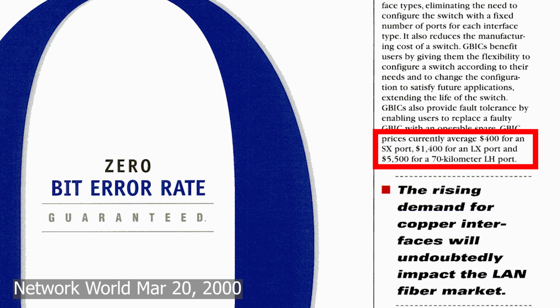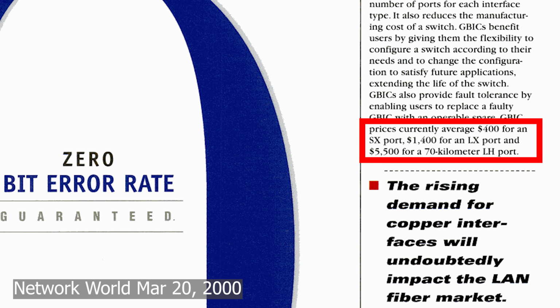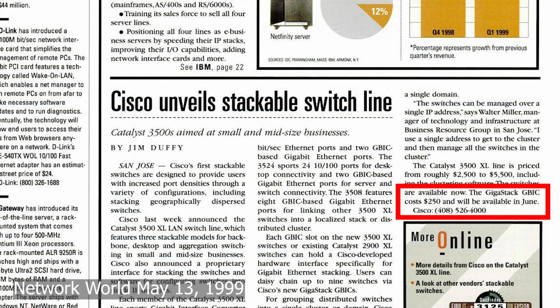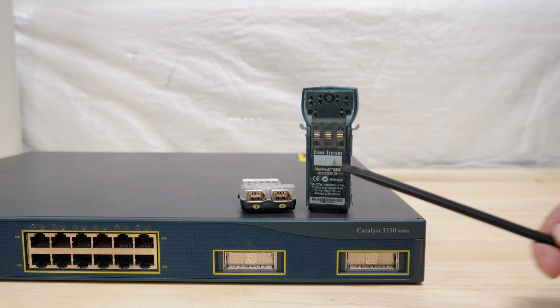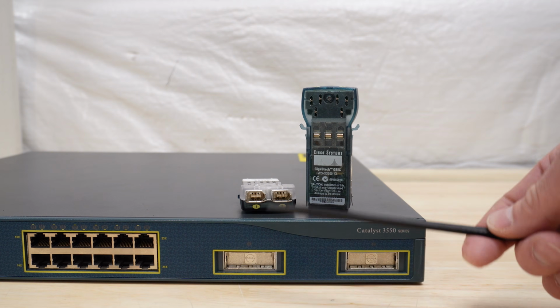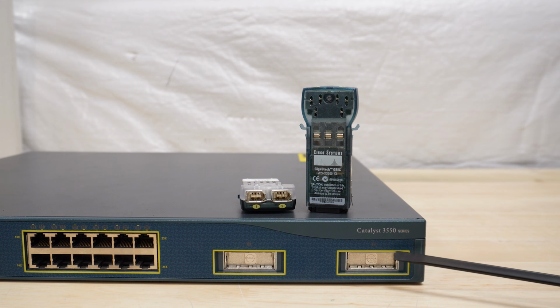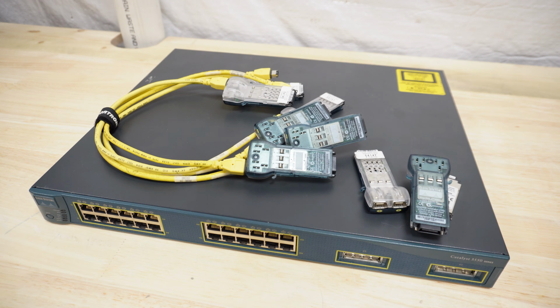Fiber GBIC modules at the time averaged from $400 on up in the early 2000s, based on the distances you needed. These things were coming out in 1999 for $250. Really cheap gigabit interconnectivity. You could of course do this just over regular Ethernet and cascade the switches like that, but I think Cisco offered this as sort of a cheaper option to make a few of their switch series a little more desirable. I've got a whole pile of these for us to play with today.